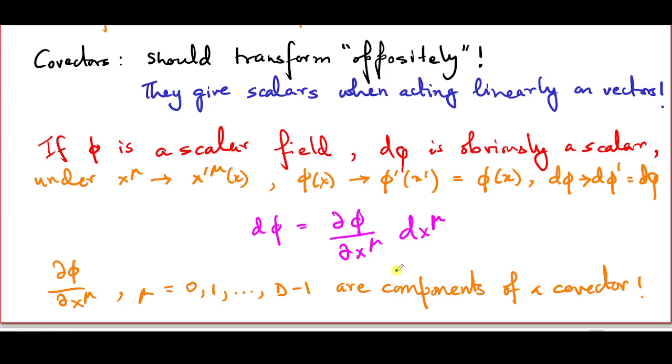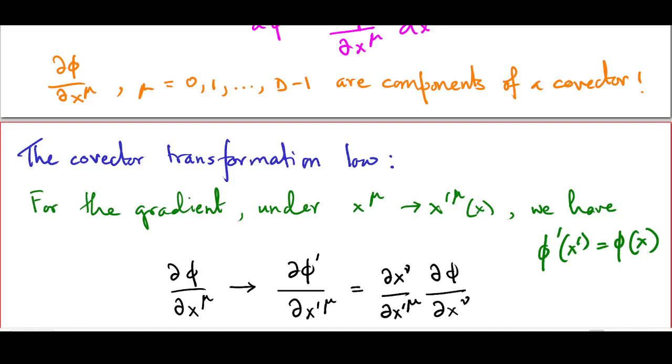And ∂φ/∂x^μ's act linearly on dx^μ's to produce a scalar. How do the covector components transform? We can of course see under the coordinate transformation, ∂φ/∂x^μ goes over to ∂φ'/∂x'^μ. Now φ' is a function of x', which is the same as φ of x, and of course φ of x is ultimately a function of x' through this change of coordinates.